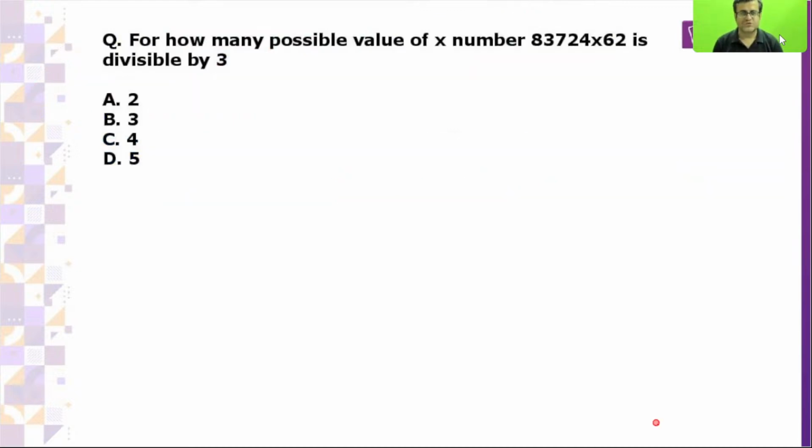Let's come to this one. How many possible values of x are there such that this number is exactly divisible by 3? Tell me fast. We already know in this question the number is divisible by 3. How many possible values of x are possible? Tell me.